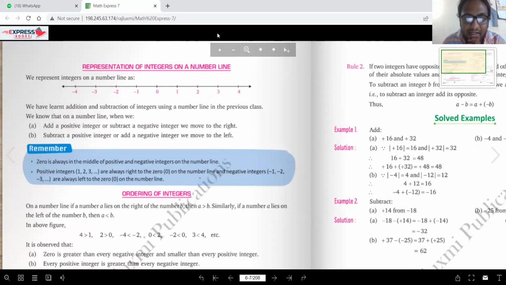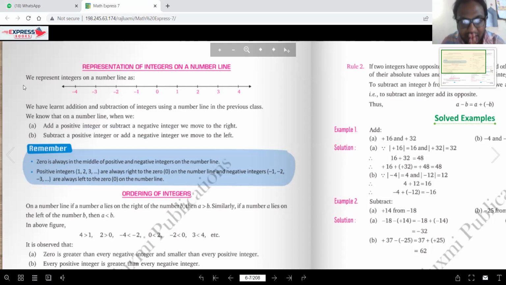In the line there is zero at the middle, and from there all the values on the right side are positive and all the values on the left side are negative. So this is the basic idea: zero is placed at the middle, all the values to the right of zero are positive values, and all the values on the left side are negative values. The numbers from zero on the right side, the positive side, start like 1, 2, 3, 4 and so on. Similarly, the values on the left side are -1, -2, -3, -4 and so on. So this is how the number line is drawn.